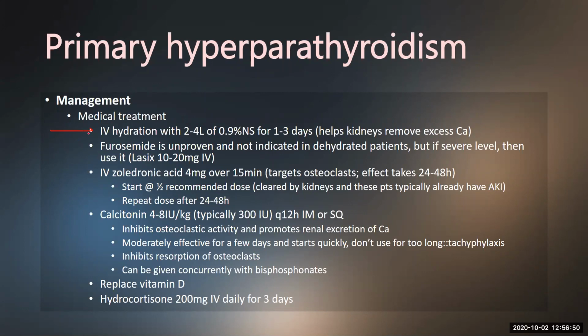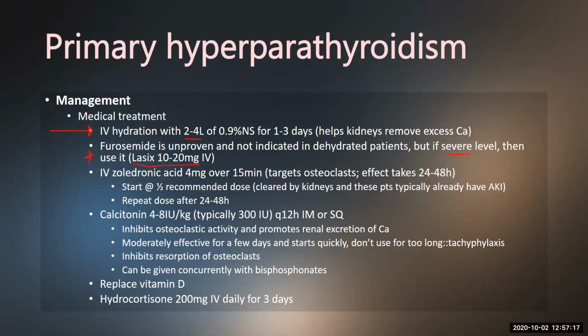Medical treatment, IV hydration, okay? Normal saline, 0.9%. You're going to give them a lot, 2 to 4 liters. That's why I said if they have concurrent heart failure, you're going to give them the diuretics at the same time. That's really the only time that this furosemide is going to come into play. It's going to help the kidneys filter and eventually remove that calcium. If the patient doesn't have heart failure, other times you could use this Lasix if it's a really severe level.